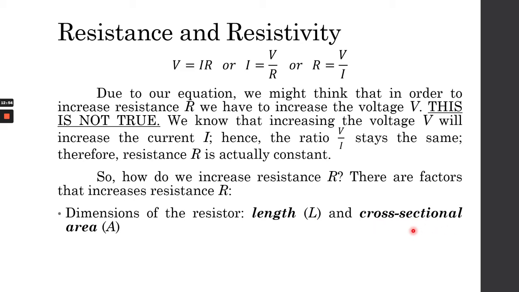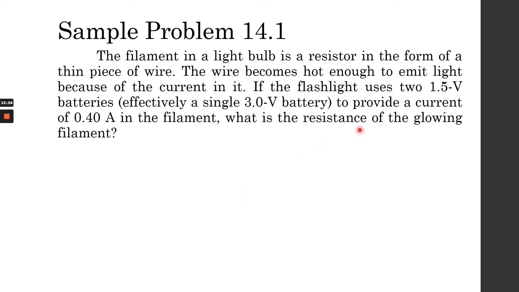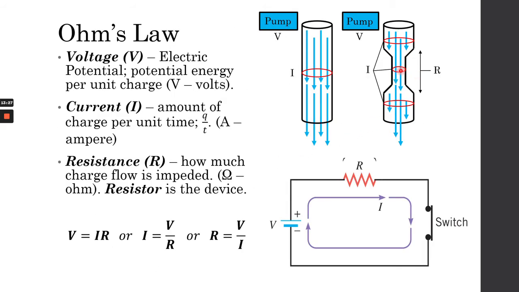our resistor. So kung gaano kahaba yung resistor natin, or sometimes a wire can be a resistor as well because it has a naturally built-in resistance depending on the material of the wire. So dimensions of the resistor or the wire, the length and the cross-sectional area. So kung gaano ka wide or kung gaano ka narrow yung area ng ating resistor or ng ating wire, it affects the resistance.